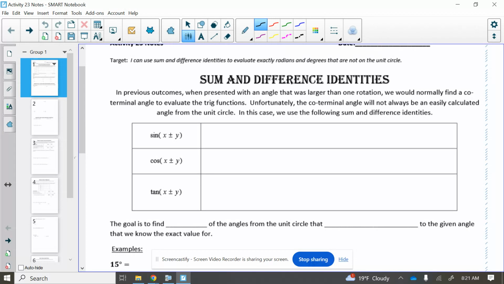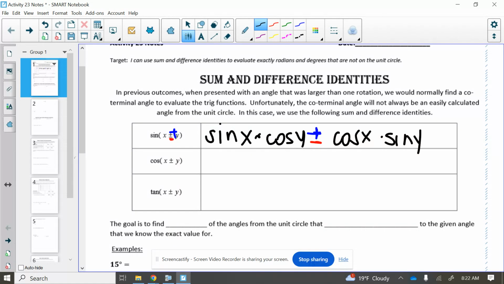So for sine, if you're adding two angle measures, for instance x plus y, we would do sine of x times cosine of y. And then whether you're adding or subtracting will depend on the sign in between. If you're adding, you would have addition in between there. If you were subtracting, this would be subtraction. And then we would have cosine of x times the sine of y.